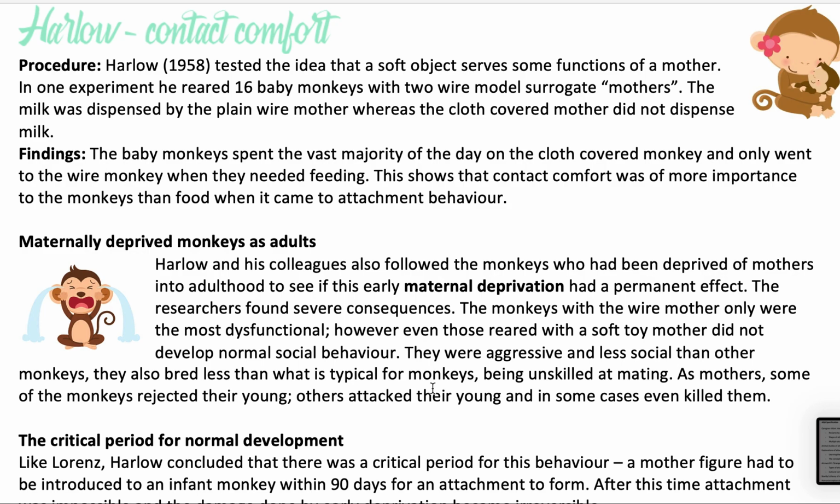Harlow used 16 baby monkeys. There were 2 different types of mothers: a plain wire monkey which dispensed milk, and a cloth monkey that did not dispense milk. They found that the monkeys spent more time on the cloth, showing that comfort was the priority for them.